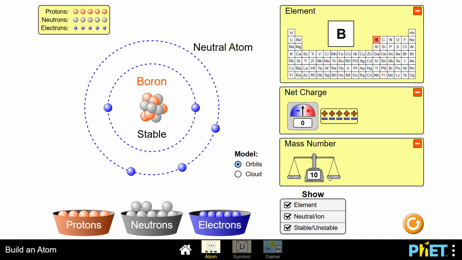Let us have a look at the mass number. Number of protons plus number of neutrons. What is it? 10. Neutral charge is a neutral charge. So boron, check the outermost electrons. How many electrons are there? 1, 2, 3. So boron is present in the 13th group. Okay. So like this, we can create as many atoms as we like from this periodic table.